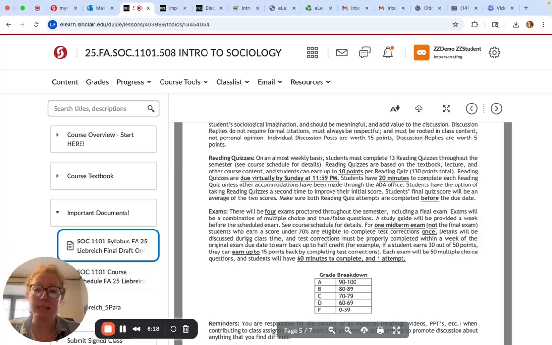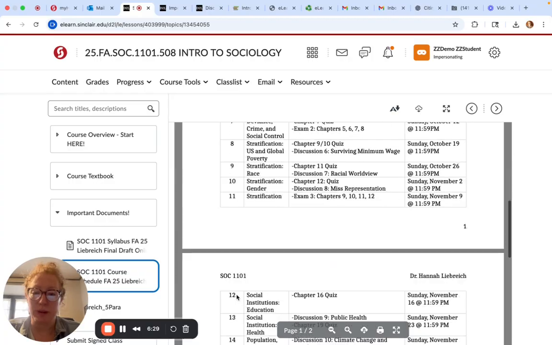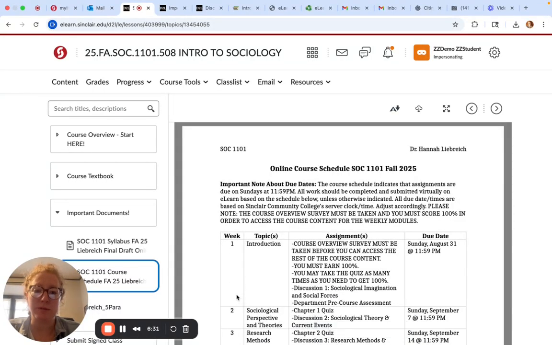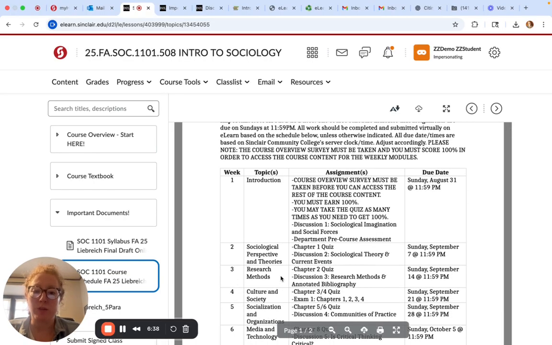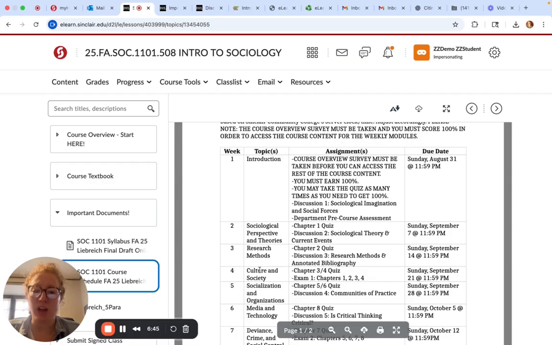And then the exams have study guides, which I always aim to post on our eLearn page about a week before the due date. As far as our course schedule, here is each week. I don't include dates for online classes because you really and truly are working at your own pace. And so if you go to week 3, which is the week we're currently in, research methods, you'll see the topic. For the most part, these topics align with chapters in our textbook, which should tell you what you should be reading.